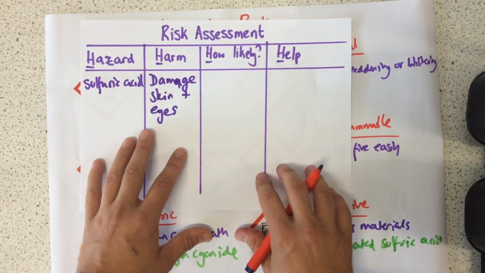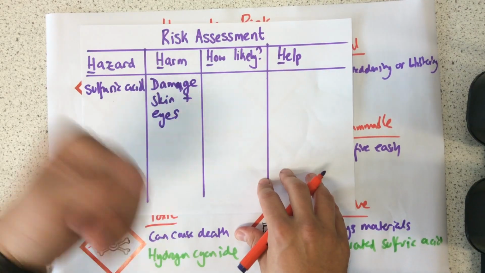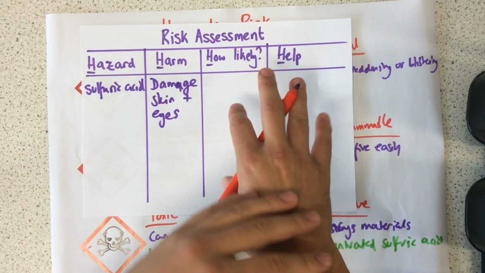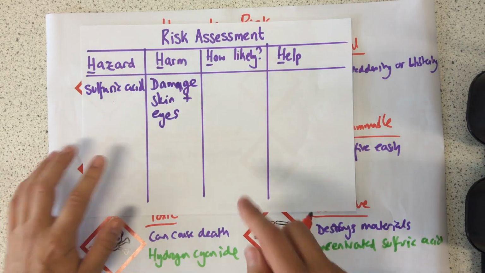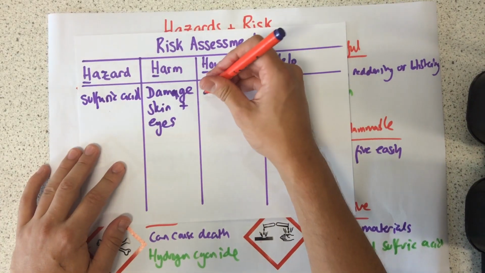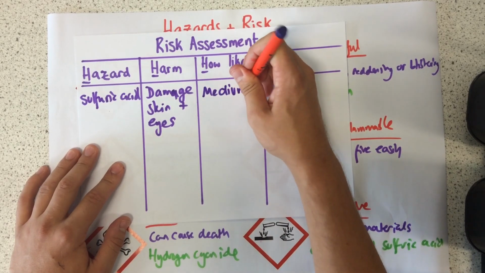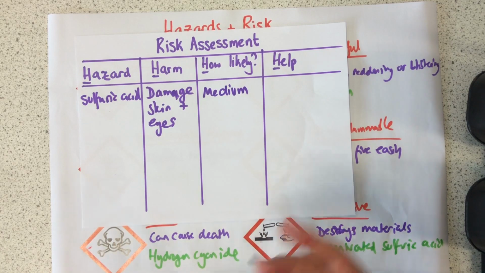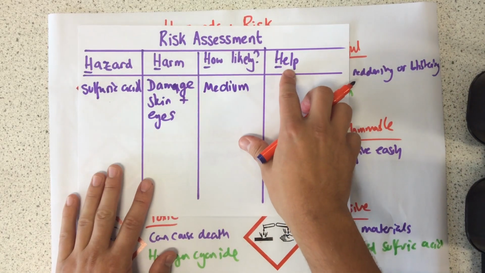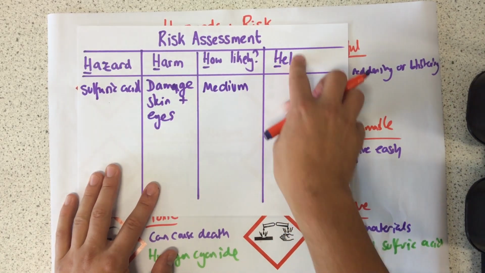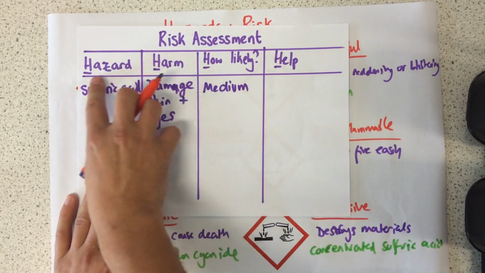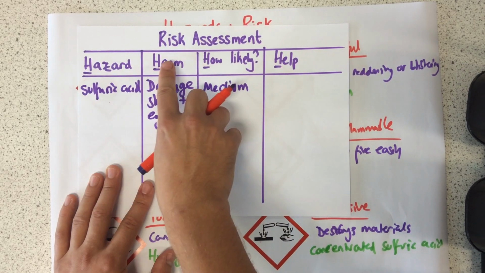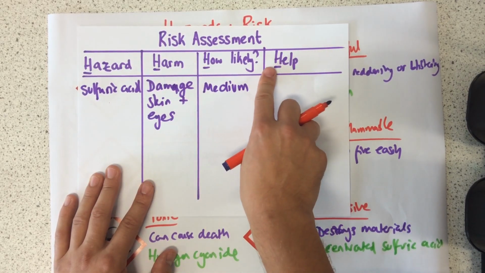So the whole point of risk assessment is to think about, what am I going to do to keep myself safe? The next thing I need to think about is, how likely is it that I'm going to get sulfuric acid on my skin or in my eyes? Well, I'd say there's a kind of medium chance of this happening. It's quite easy to have a small spillage of a substance onto your hands. So what could I do in order to help? Now, this part here is the most important part. As you can see, there's a nice way of working through risk assessments, because each stage begins with H. Hazard, harm, how likely, help.